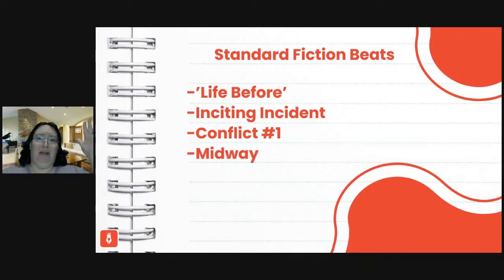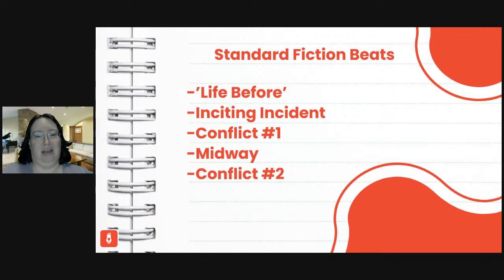Then you should have your midway. Your midway is going to be the point where they are facing down that big issue for the first time. They're overcoming something. They think they're going to beat this, just in time to drop into conflict number 2. So if we take the Star Wars example, conflict number 1, they get captured by the first Star Destroyer, right? And then they're like, oh no, I don't want to be on here. The Death Star, they don't want to be on the Death Star. They have to escape the Death Star.